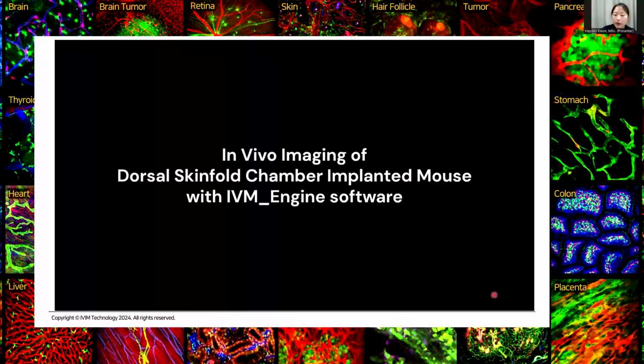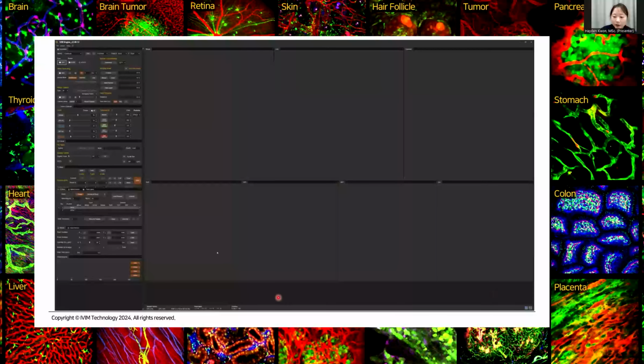Now you are seeing the IVM engine interface, featuring a user-friendly layout. On the main screen, you'll notice separate displays for the DAPI, GFP, RFP, and Cy5 channels. Additionally, there are displays for the integrated live video, main display, and a window for captured images.